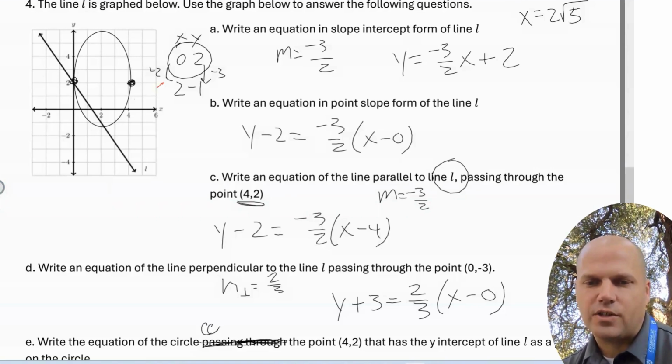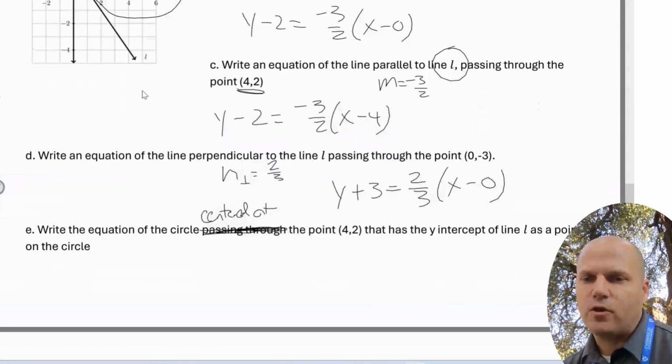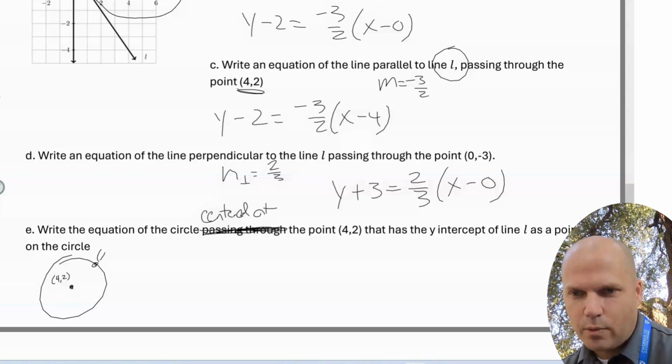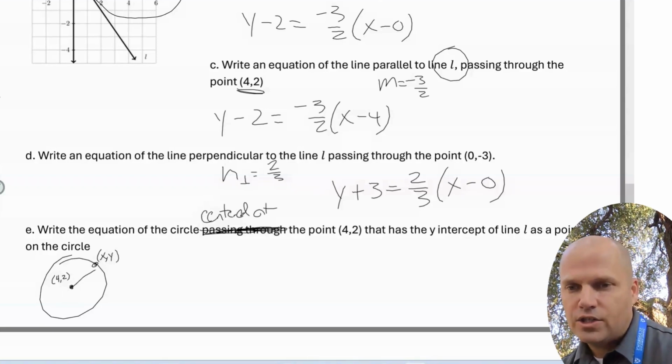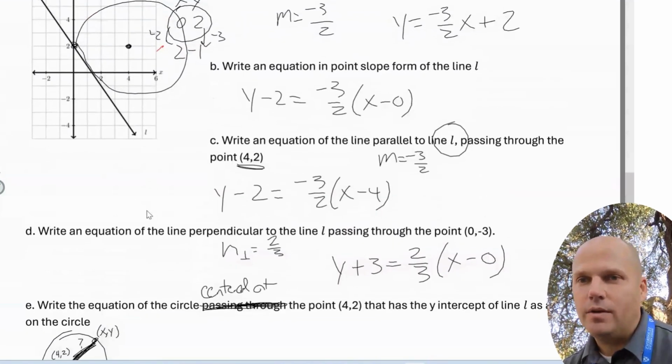I'm going to say circle centered at the point 4, 2 that has a y-intercept of 0, 2. So centered at 4, 2. It's got that. Here's my circle. Okay, cool. So what do we need for a circle? We need the center, because the circle is defined as all XY points that are the same distance away from a center point. We have the center point. We need to figure out the distance that all points are away from this XY point.